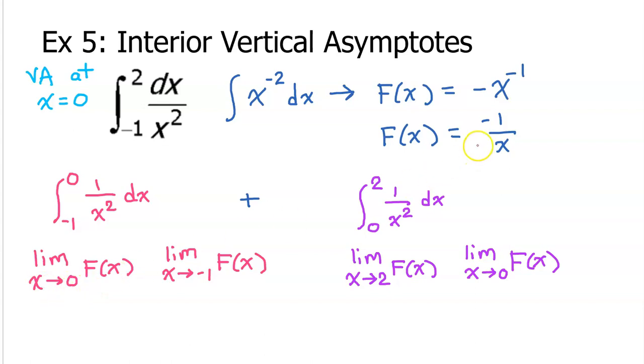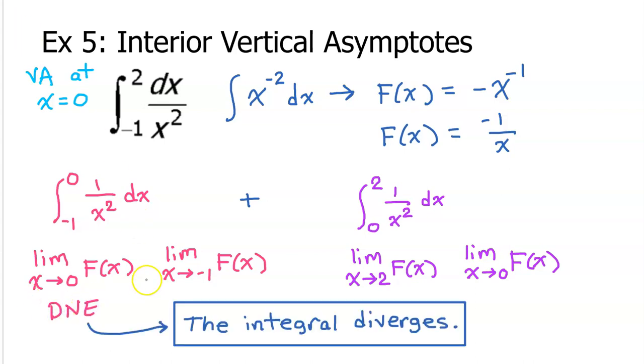As x approaches 0, the denominator is getting smaller and smaller and smaller, so the magnitude of this fraction is getting bigger and bigger and bigger. It's approaching negative infinity. We can say that the limit does not exist. No need to find the other 2 limits. If even one of the limits does not exist, the integral diverges. Note that this is the answer, not DNE or negative infinity.